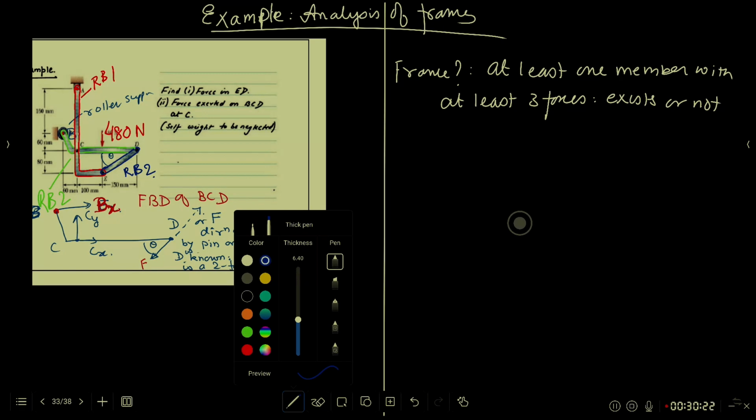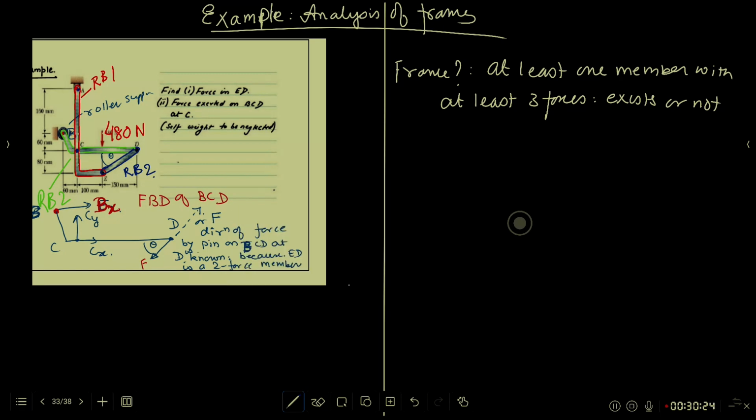Self-weight negligible, but very much capable of carrying high loads, 480 newtons. Supposed to withstand. Load bearing structure. That's how I introduced this concept, right? Load bearing structure. This is the load. The structure is, of course, the frame. So is this a frame?